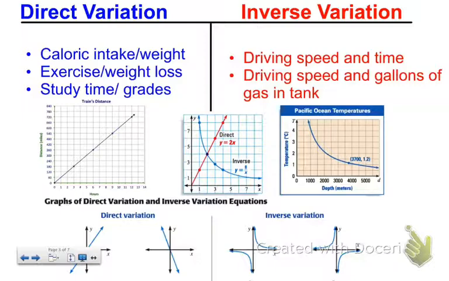We have another example up here in the middle where we have a direct variation and inverse variation on the same graph. Notice the red: as x is increasing, y is increasing. For the blue one, as x is increasing, y is decreasing rapidly.